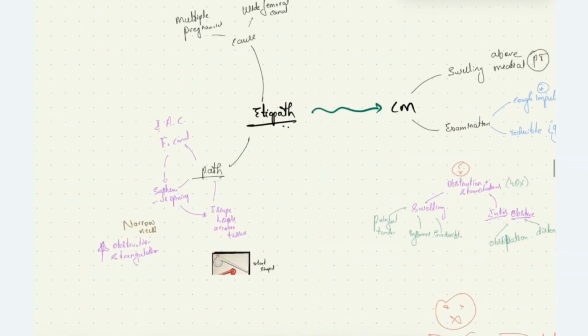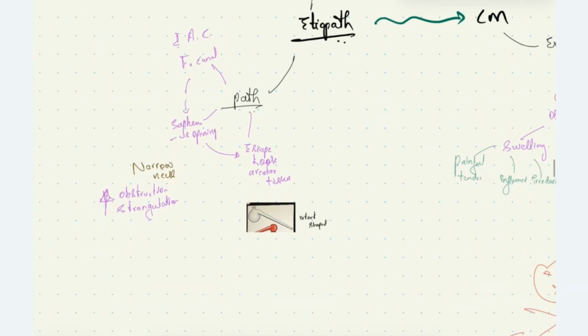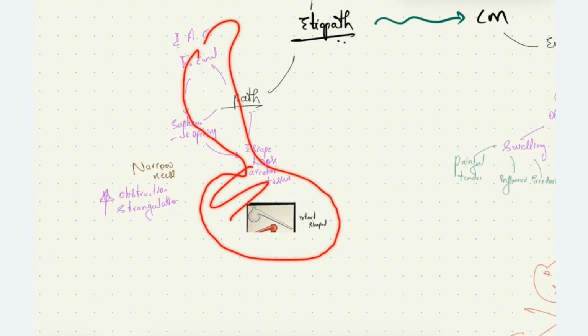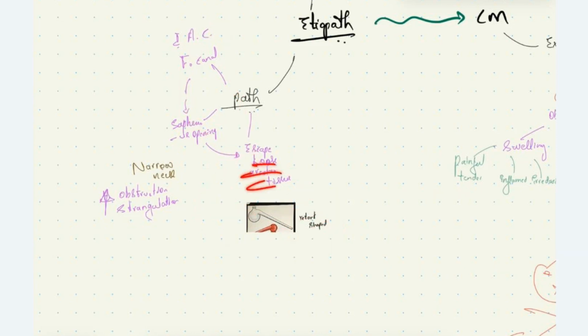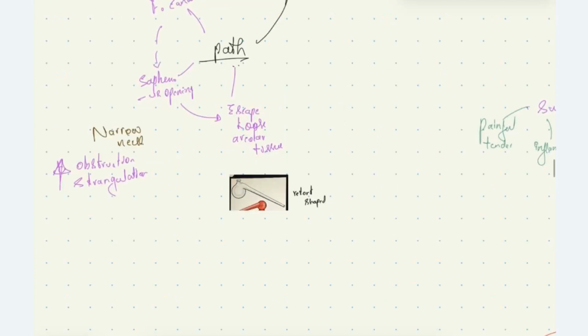The femoral hernia starts from the femoral ring, and the intra-abdominal contents will descend from the femoral ring down to the saphenous opening. After passing through the saphenous opening, it comes out and occupies the surrounding loose areolar tissue. It is a retort shape. Here you can see it starts from the femoral ring, descends down to the saphenous opening, and then occupies the loose areolar tissue outside the saphenous opening.